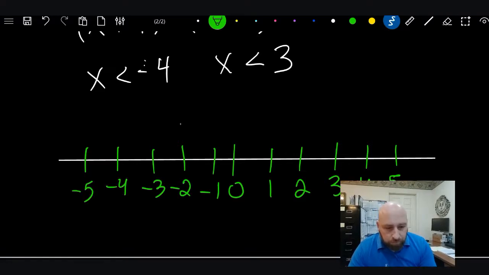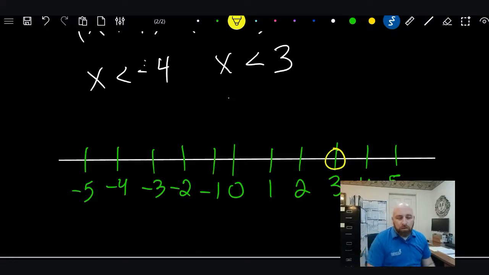So I'm going to come up here and I'll use yellow and I will put a circle on 3. I don't color the circle in because it's not equal to. So if that had an equal to line under it, then I would color it in, but it does not. So then I would come over here to negative 4 and I would put a circle on negative 4.